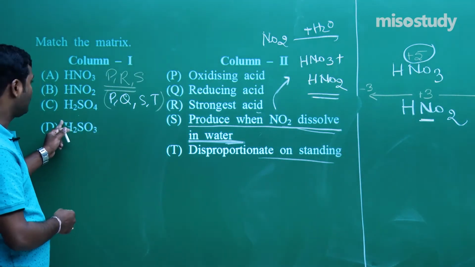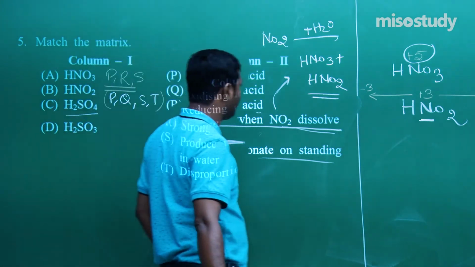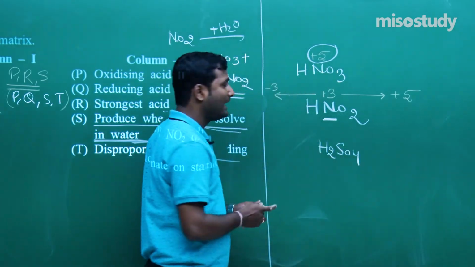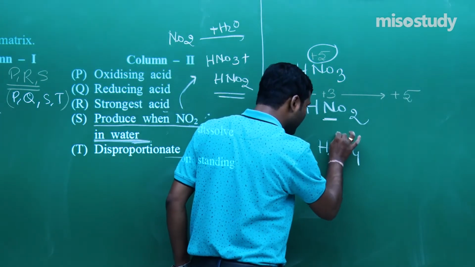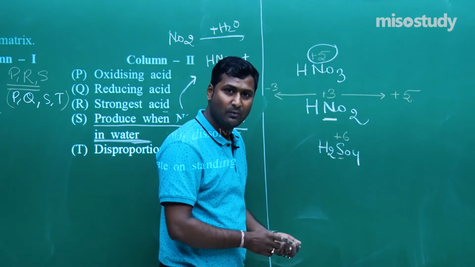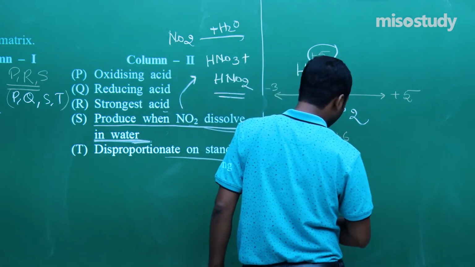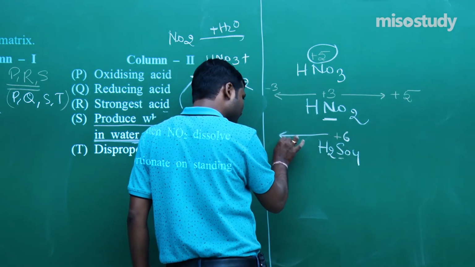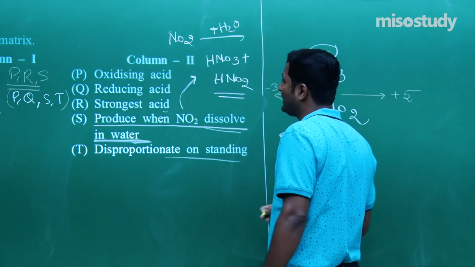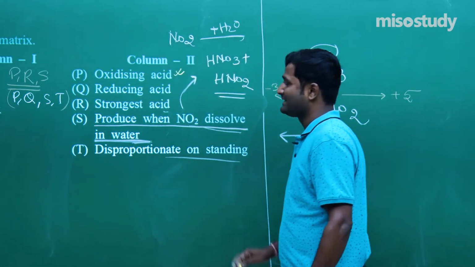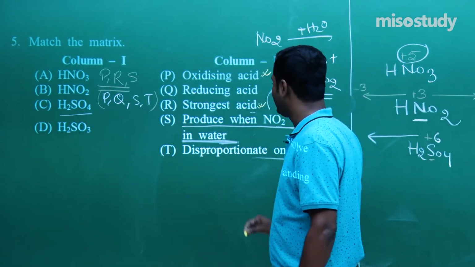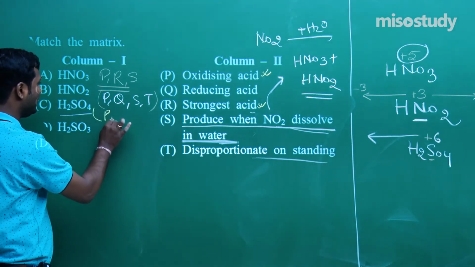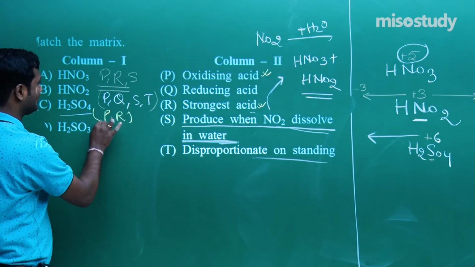Now moving to H2SO4. Now what will happen in case of H2SO4? Check it out. If I write here H2SO4, then as we know, in this case sulfur has oxidation state +6. This is the maximum oxidation state. Now it cannot further increase its oxidation state, but it can decrease its oxidation state. If it decreases, then what will happen? It will act as an oxidizing agent. Yes, this is a strongest acid also. So for this case, what are the correct options for C? That is P and R is the correct option.